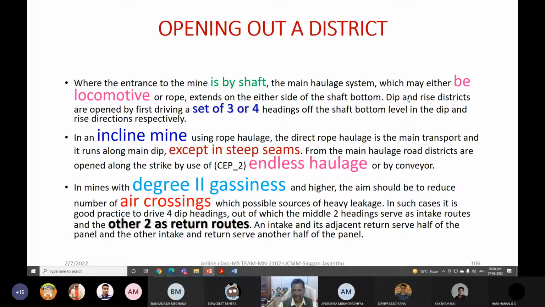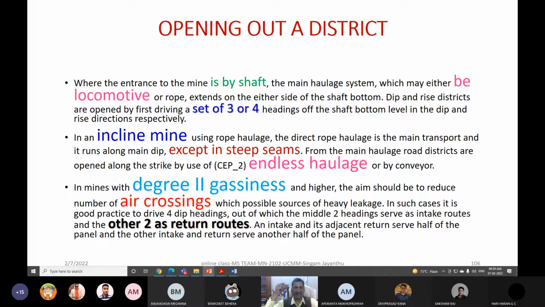Now, deep and rise districts are opened by first driving a set of 3 or 4 headings. Otherwise, 2 are also sufficient, but why we want 3 or 4 is that we can utilize one of them for a different purpose, like a manway, another for a conveyor roadway, or another as endless haulage. And then even while closing or extracting the mine, when you have 3 roadways like this.